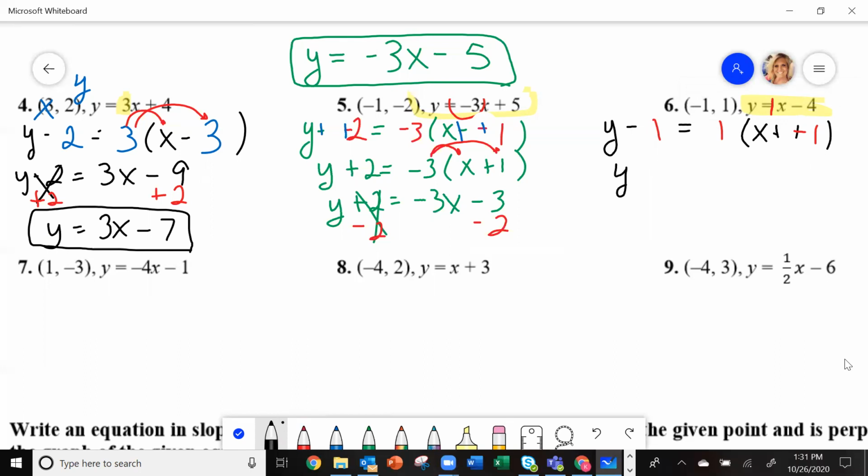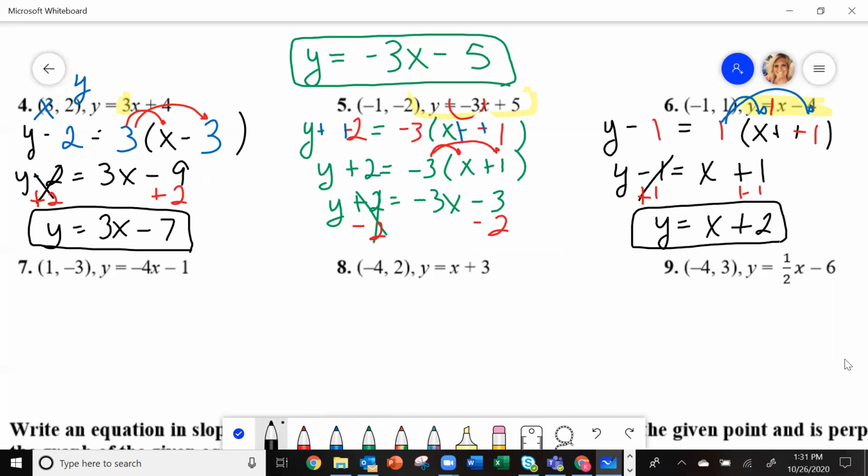So this stays y minus 1 equals, okay, 1 times x and 1 times 1. 1 times x is 1x. 1 times 1 is 1. We're still not done. You have to add 1 to each side. So these cancel and you get y equals x plus 2. This is the equation you should have gotten.